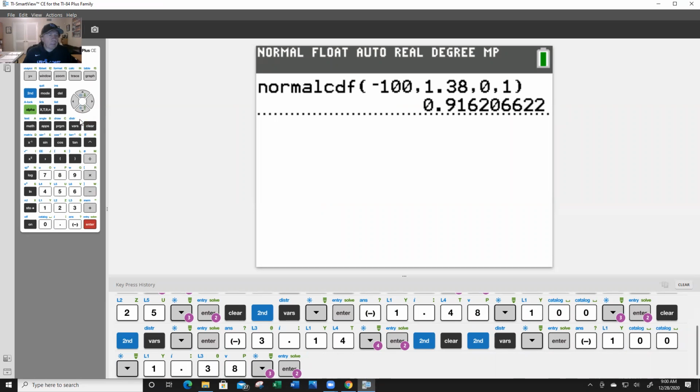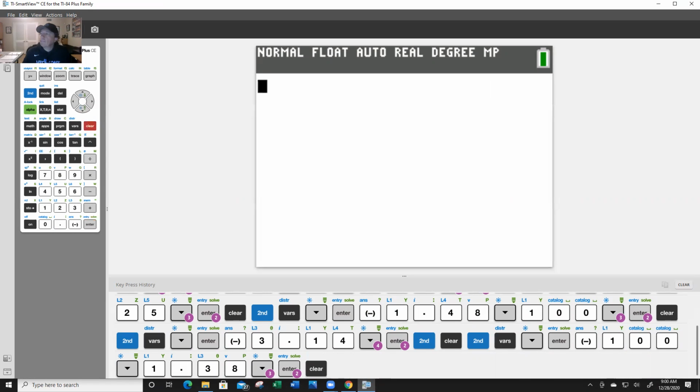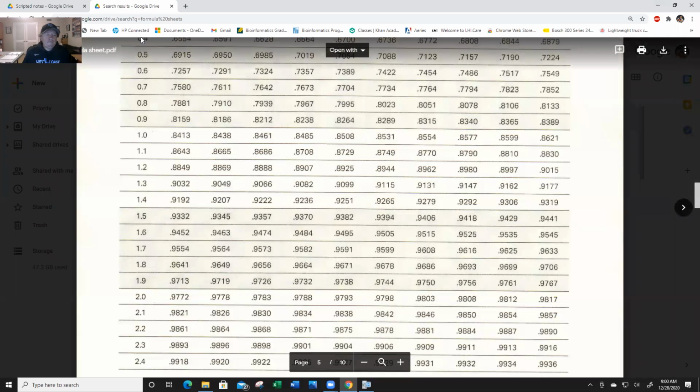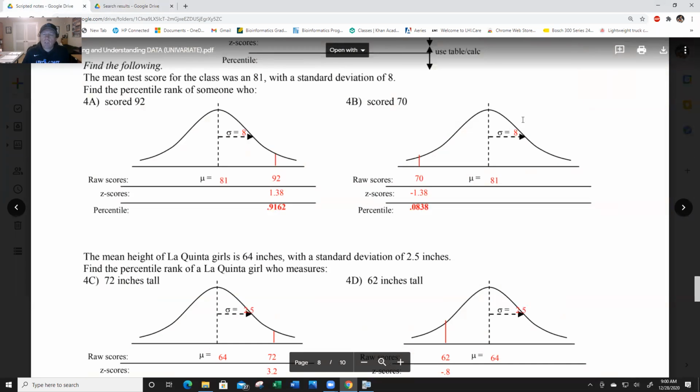Okay. Let's see here. Clear that real quick. B scored a 70. Okay, scored a 70. All right, on the same test there. So 70 would be, I got to get the z-score. So I know you can see the answer. It's negative 1.38, but I'm going to go ahead and do that. So 70 minus 81 divided by 8, and that's negative 1.38.